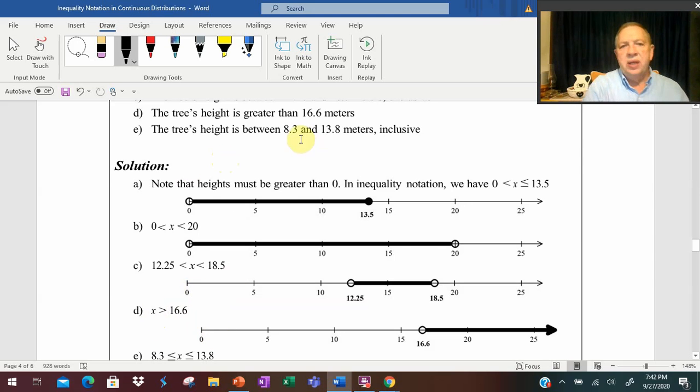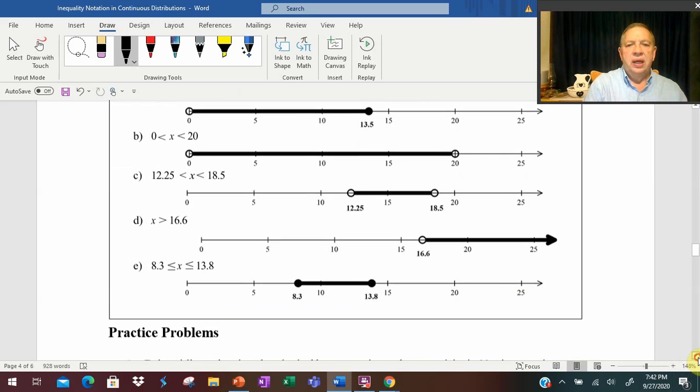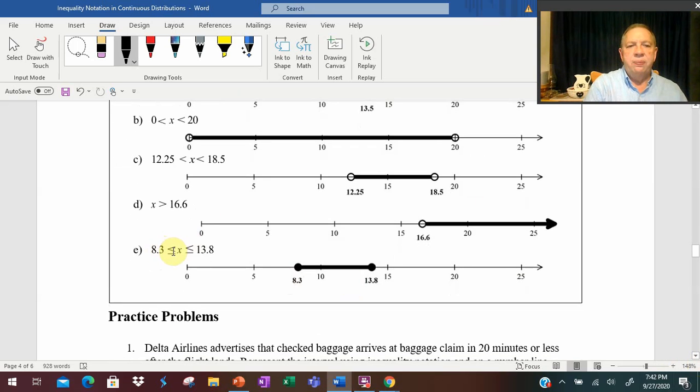The tree's height is between 8.3 and 13.8 meters inclusive. The inclusive means these points are also included. So we would go down here and I would include the endpoints. Between 8.3 and 13.8, inclusive would be less than or equal to, it's possible that x is equal to 8.3, and here less than or equal to 13.8, since it's possible that x is 13.8. So we would represent that graphically on the number line as that interval with the endpoints included.